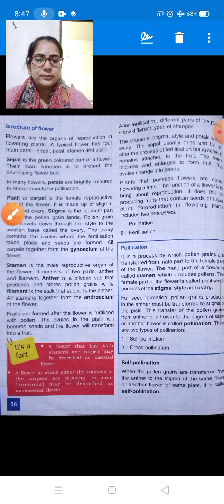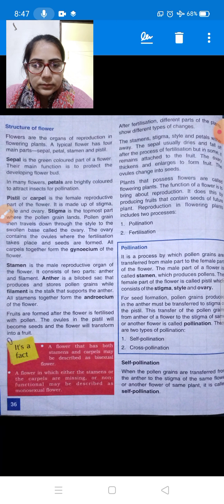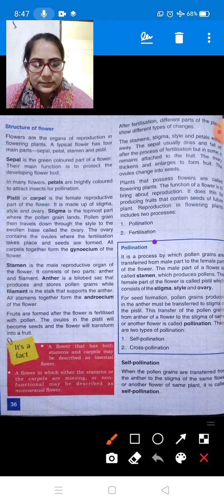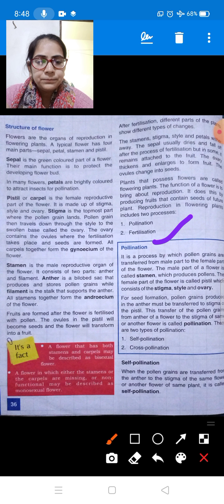Now let's read it. Open page number 36 and read it. It is a process by which pollen grains are transferred from the male part to the female part of the flower, right? The male part of a flower is called the stamen, which produces pollen. The female part of the flower is called the pistil, which consists of stigma, style, and ovary. For seed formation, pollen grains produced in the anther must be transferred to the stigma of the pistil.